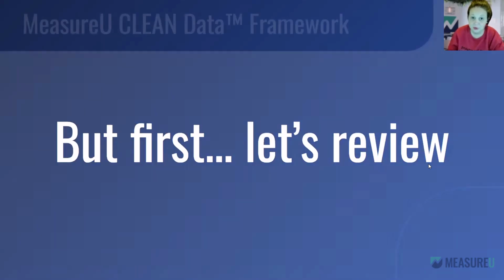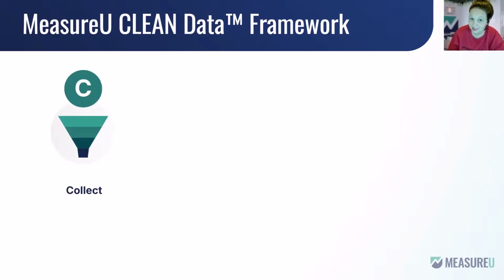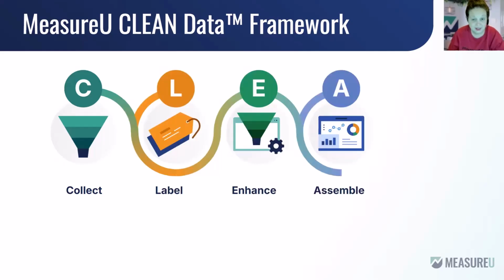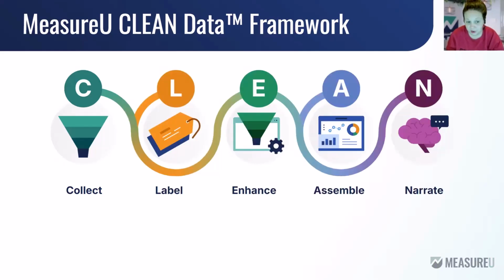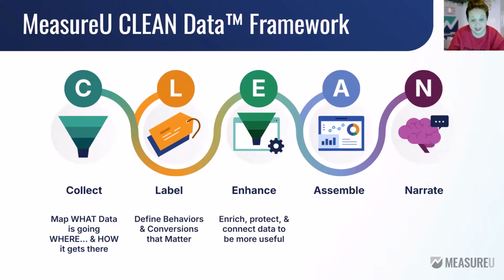But first, let's review where we're at in our clean data framework. With clean data, we have an acronym that spells the word clean. You didn't know that, did you? Yeah, you did. So we start with collect, then label, then enhance, and then assemble and narrate. Where we collect, we're going through and knowing what data is going where and how it gets there. Label is defining behaviors and conversions that matter. Enhance is enrich, protect, and connect data to be more useful.